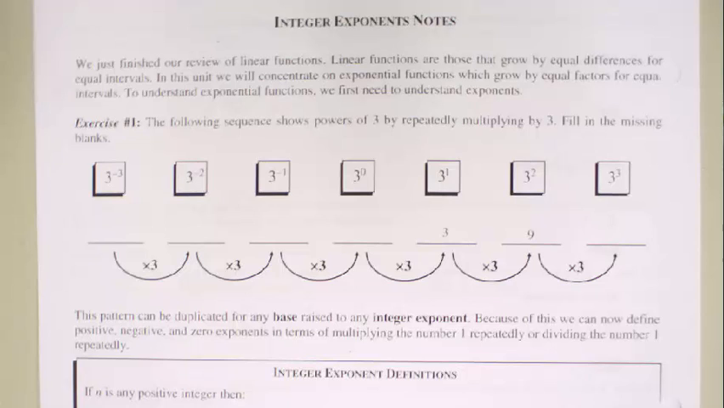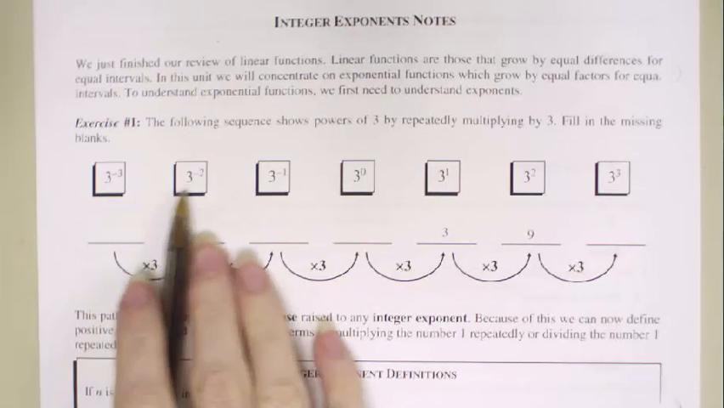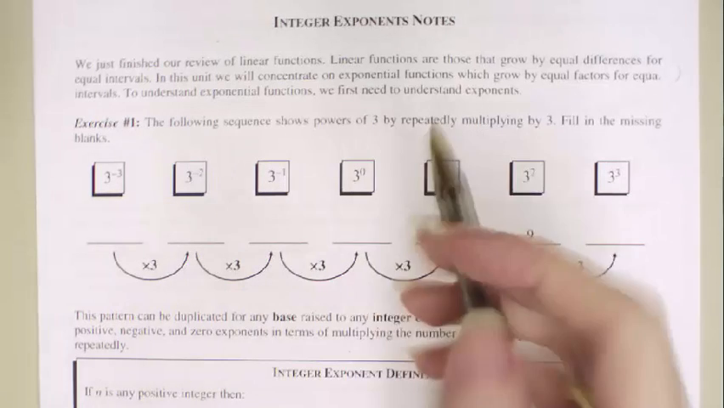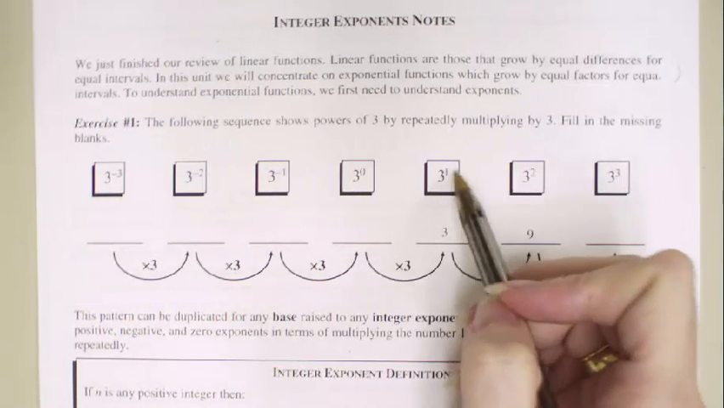We're going to start off with integer exponent notes. Those are on page 5. So take a minute, get to page 5. The first thing you can see up here is we have the notation with the exponents. So 3 to the first is 3.